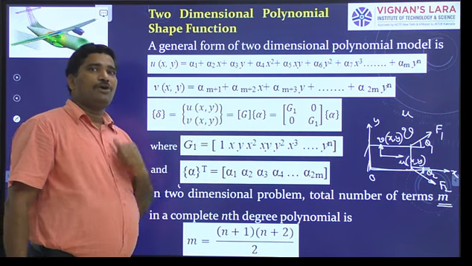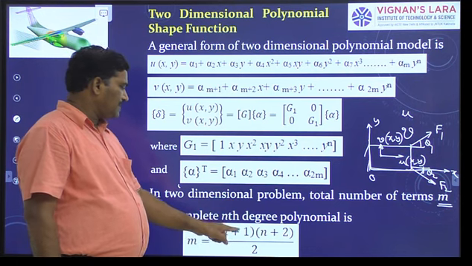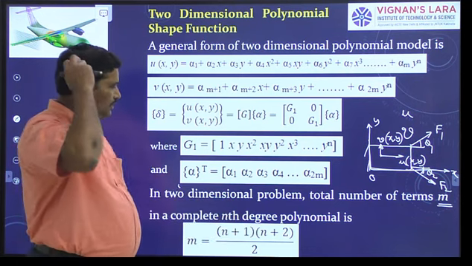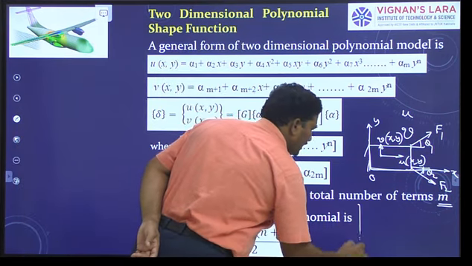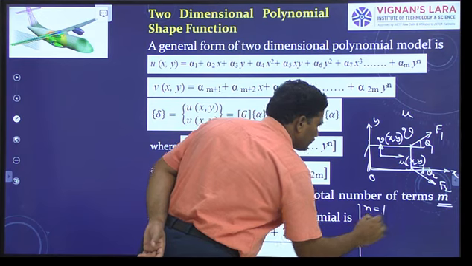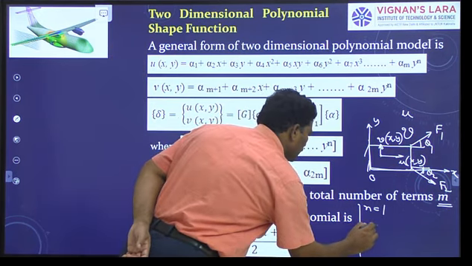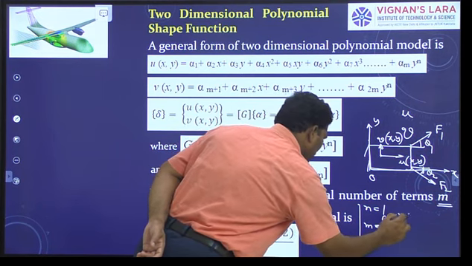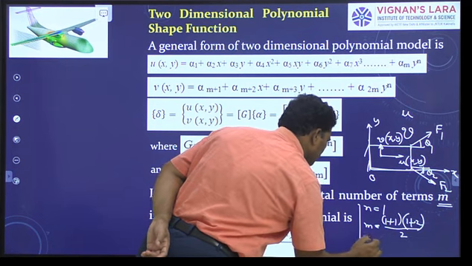For a first order polynomial, how many terms do you get? Put n equal to 1. So 1 plus 1 into 1 plus 2. How many terms do you get when n equals 1? We see here, n equals 1. Now m equals n plus 1, that is 1 plus 1, into n plus 2, that is 1 plus 2, divided by 2.